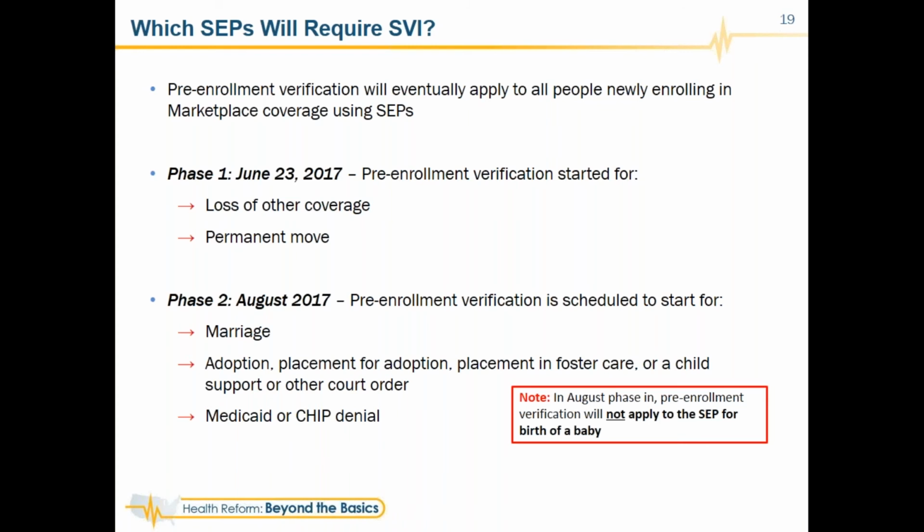For phase 2, which will start in August, people who attest to being eligible for an SEP due to getting married, being denied or losing Medicaid or CHIP coverage, or gaining a dependent through either adoption, foster care, or child support orders will then become subject to SVI. Important to note that in August, SVI won't be required for the birth of a baby that triggers an SEP.